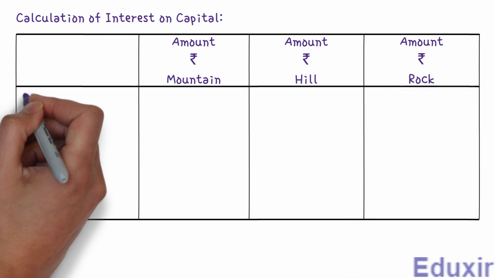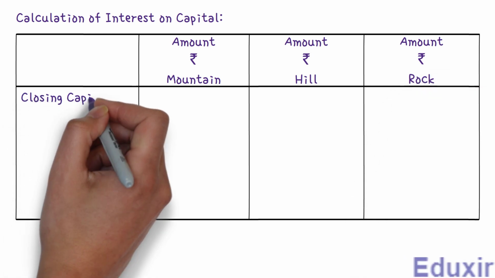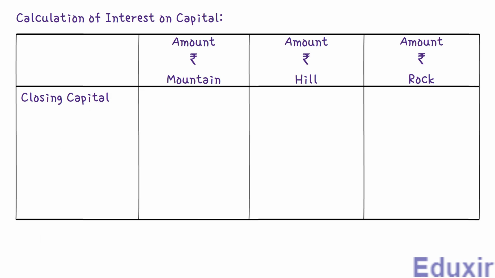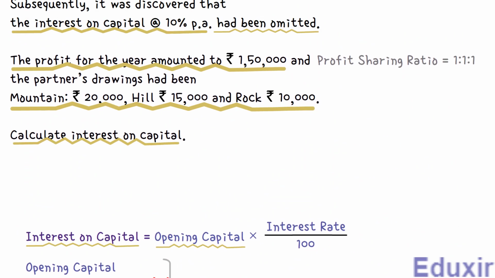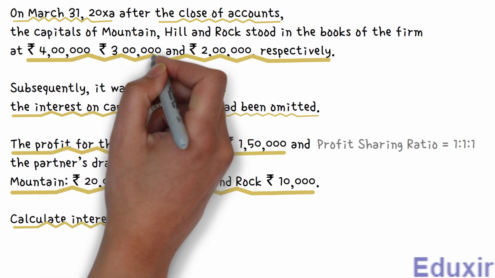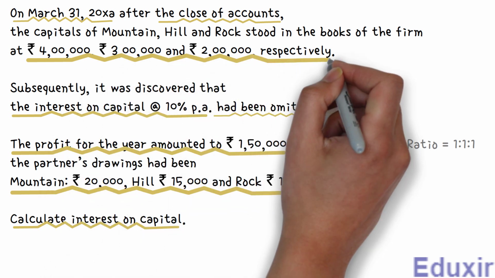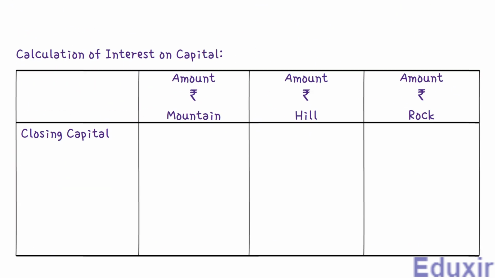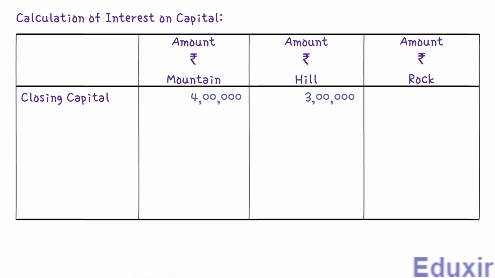Let us first write closing capital of each partner. Just to remind you, the closing capital of each partner is given as 4 lakh rupees, 3 lakh rupees and 2 lakh rupees. Let's write this in our table. 4 lakh rupees, 3 lakh rupees, 2 lakh rupees.